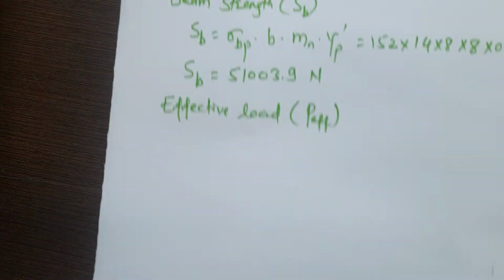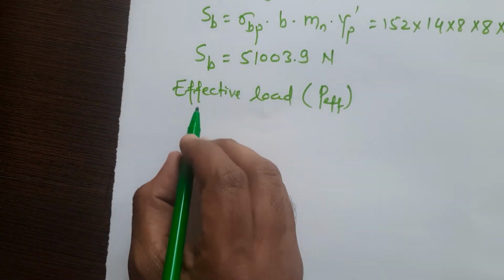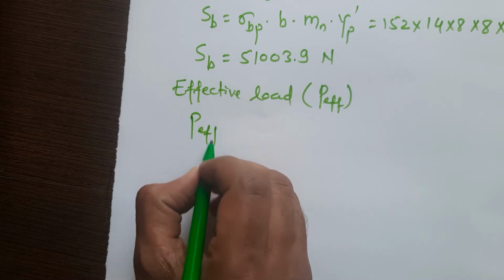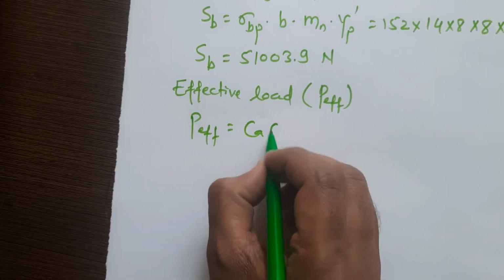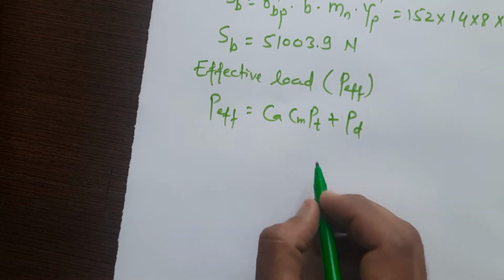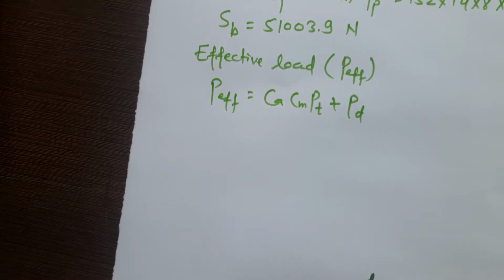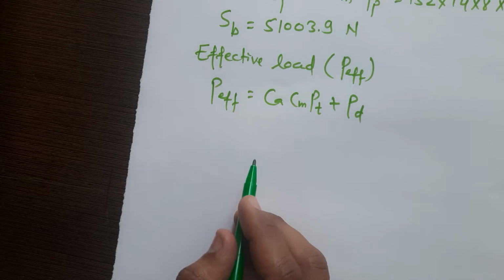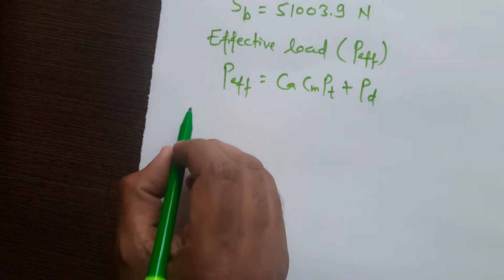Whenever you are using Buckingham's equation, you have to use the formula for P effective as Ca Cm Pt plus Pd. Here, first you have to calculate the dynamic load Pd and then substitute in this formula to get P effective. So we will first calculate the dynamic load.